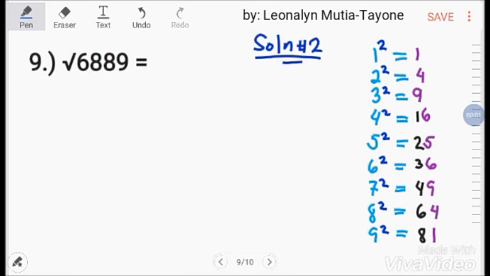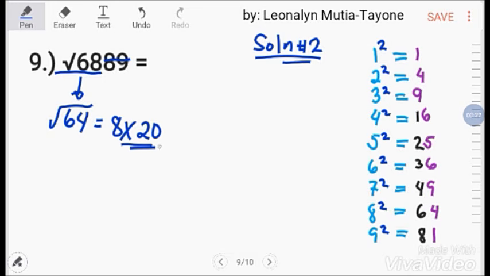Now, let's do solution number 2. Ignore natin yung last 2 digit. So, mag-focus na tayo dito. Maghanap tayo ng perfect square na kasunod sa 68. Kasi hindi naman yan perfect square, which is 64. Square root of 64 is 8. Yan ang i-multiply natin ng 20. Constant natin. And that is 160.